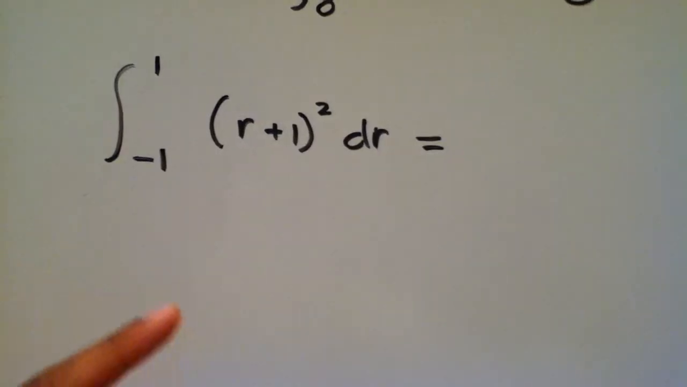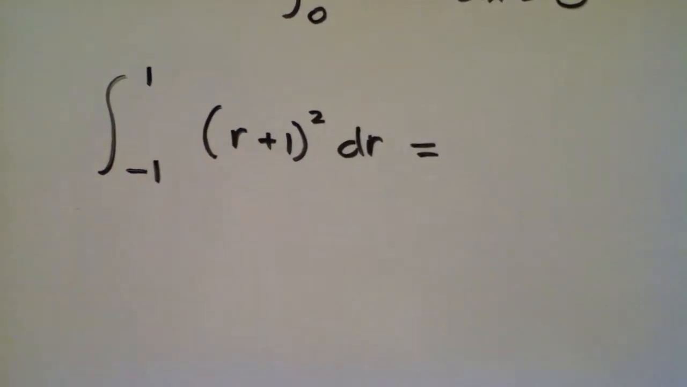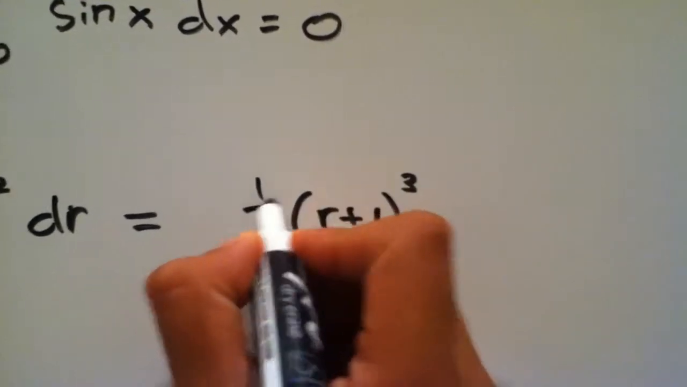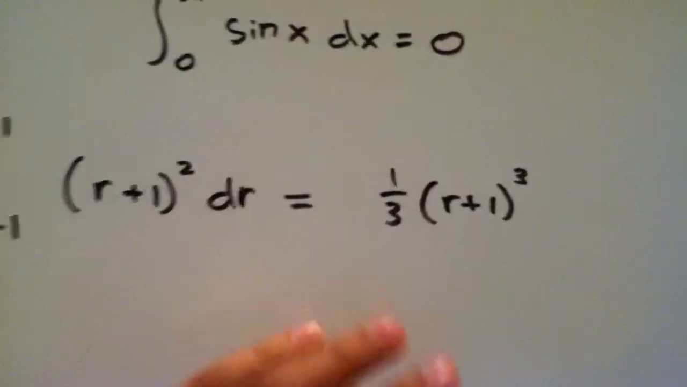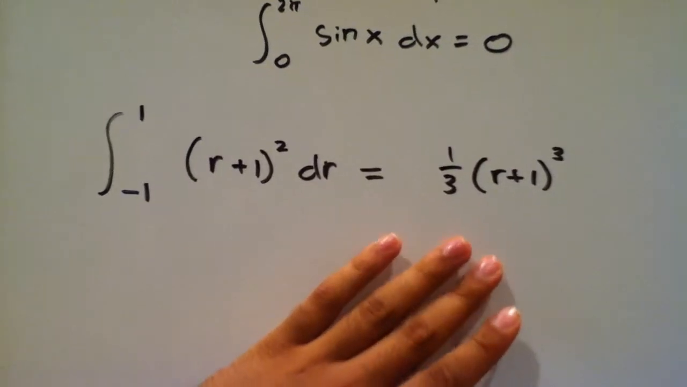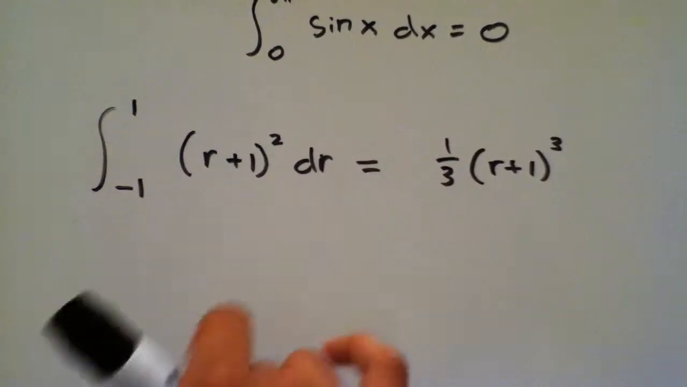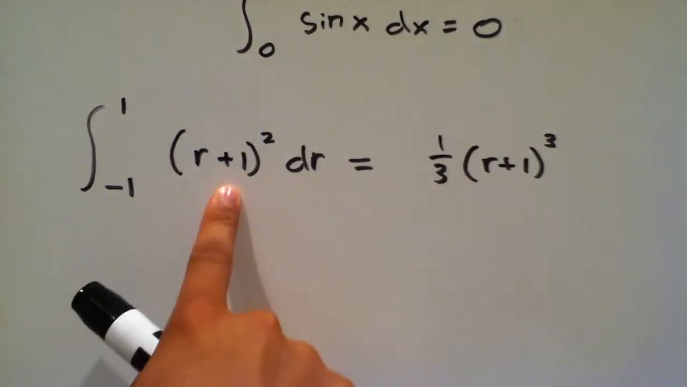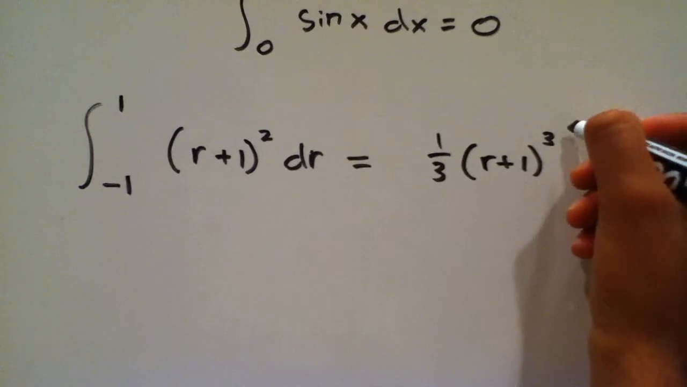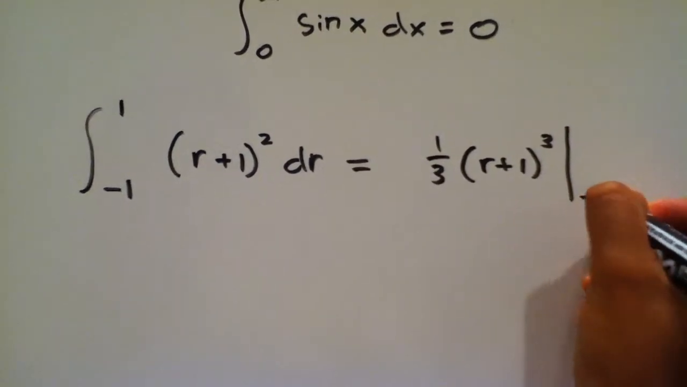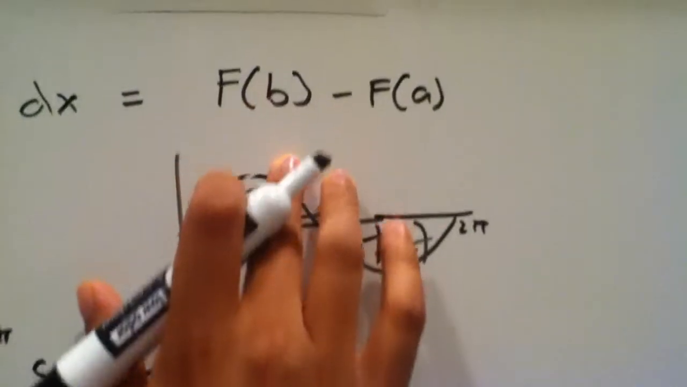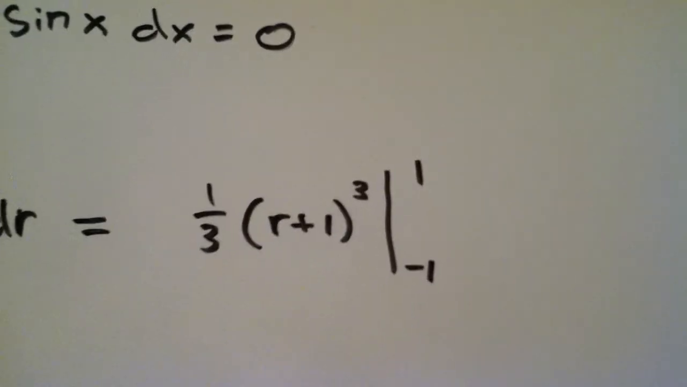This would equal, now the antiderivative of this will be (r plus 1) cubed times 1/3. You'll be quicker at this as you go along, because you can see that if you were to take the derivative of this, you'll actually get this, and you'll do this from -1 to 1. This is actually just another way of writing what's up over here. It's just the same notation. So actually, we'll go ahead and we'll write it like this.